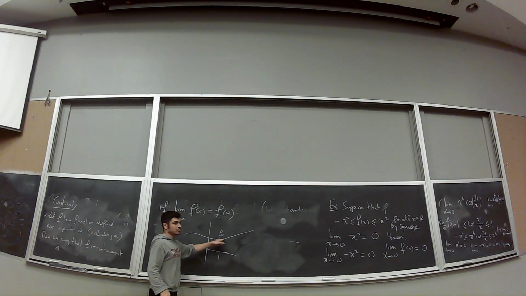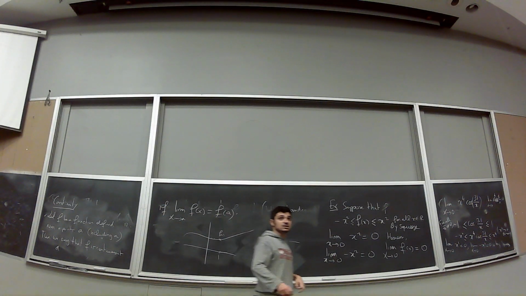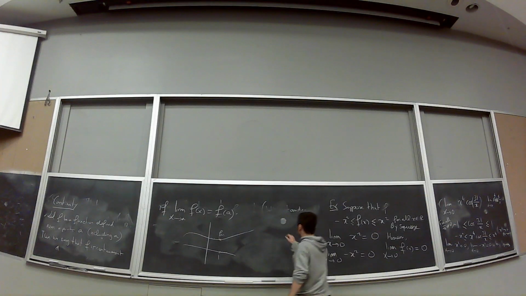Or x approaching 1 from the right, right? 1 plus, what is the limit as x approaches 1 from the right? It's f of 1, right? What's the limit of f of x as x approaches 1 from the left? It's also f of 1, right? Is f continuous here? Yes. Now, is f continuous here?